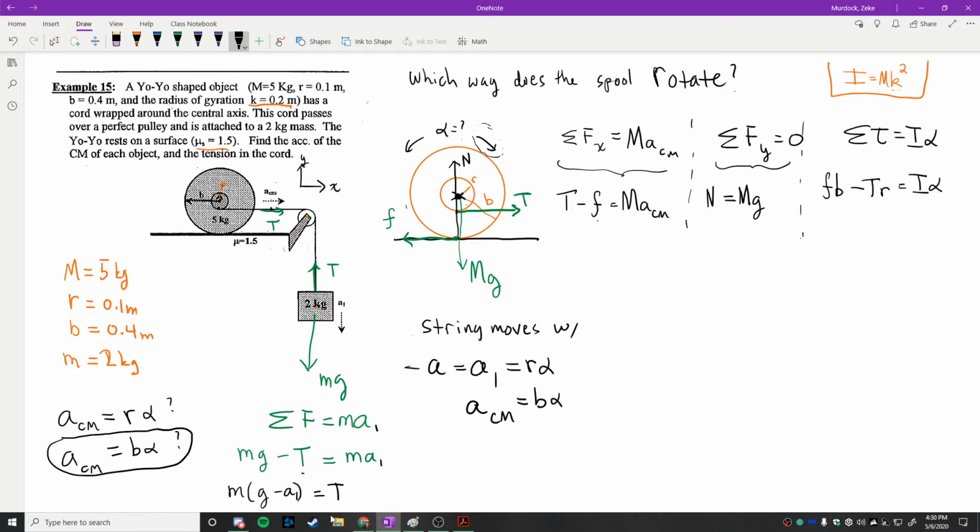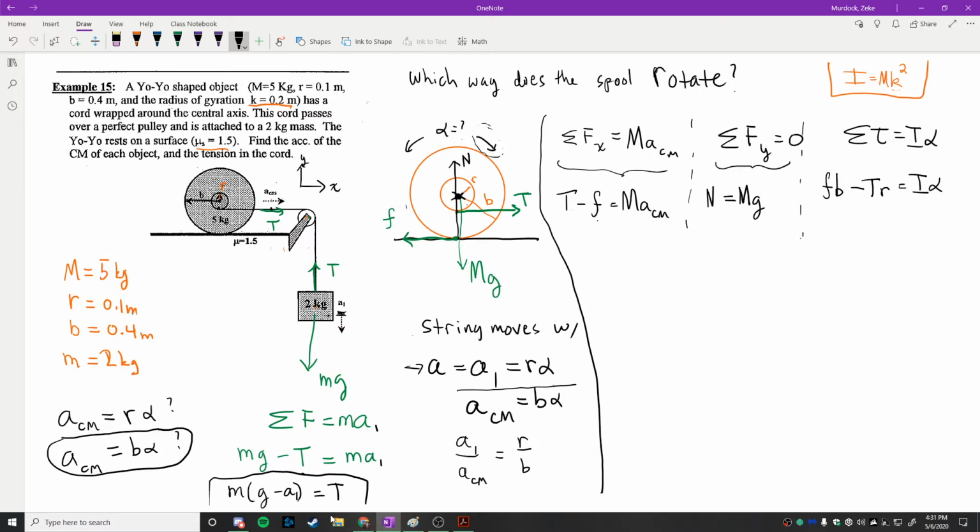The string moves with acceleration a that's related to the rate at which this object moves down, which is called a1 in the problem. I think that's what we've got to do, and then put everything together with our equations up here. Let's give that a shot. If I look at these two equations right here, this tells me we will eventually need to use the alpha equations. But if I divide these two, I get that a1 divided by ACM is equal to r over b, which means I can relate ACM and a1 together using this equation.